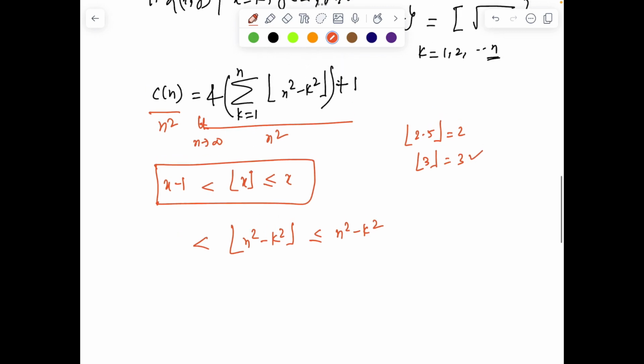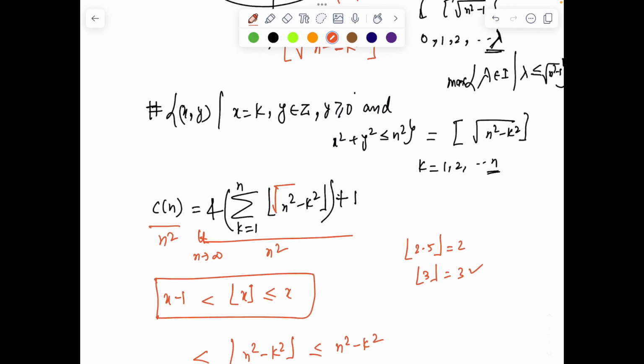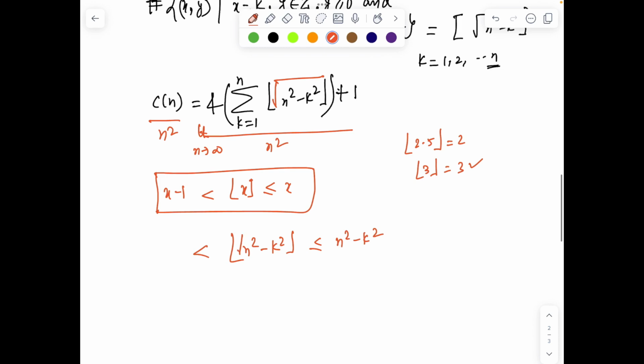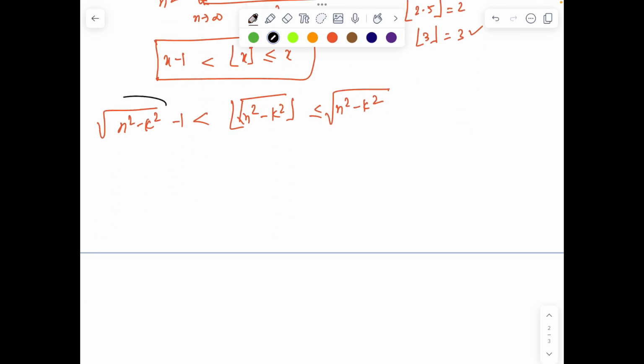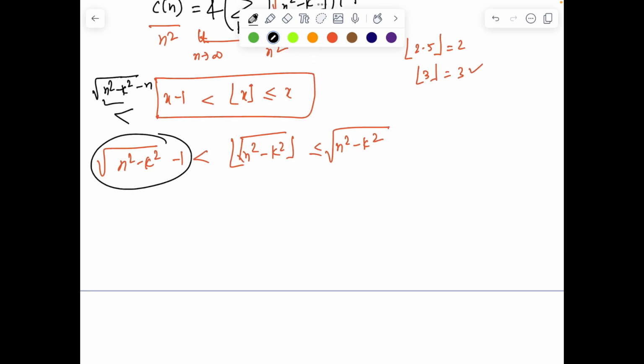Sorry, I'm interested in the root of this quantity. So it lies between root over n square minus k square and root over n square minus k square minus 1. And now we know, since root over this quantity is definitely more than root over n square minus k square minus n, right? Because this quantity is a little bit lesser than n for any k except k equal to n. In that case that will be 0.